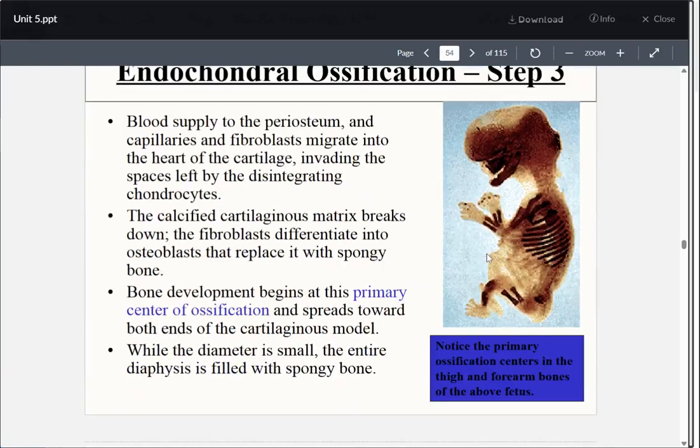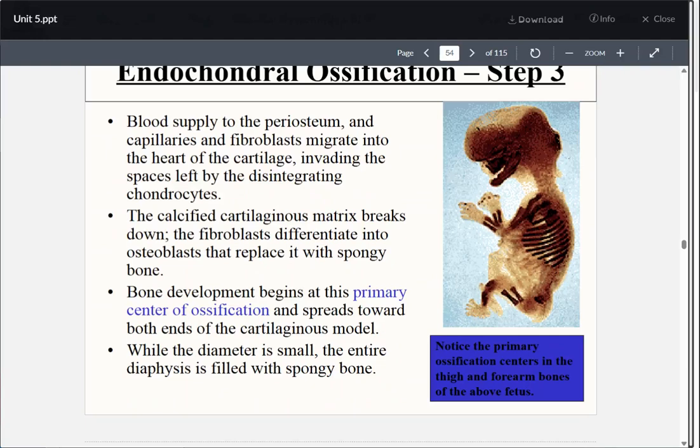And then we're going to get more blood supply. We're going to get fibroblasts to create fibers, migrating into the center, invading the spaces, breaking down the cartilage, creating osteoblasts, replacing it with spongy bone. From there, that center spot will become the center of ossification and spread outwards towards both ends. As long as the diameter is small, the entire bone will be spongy bone.